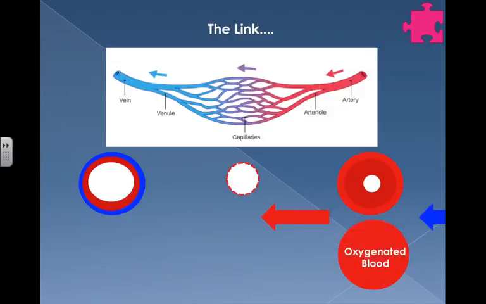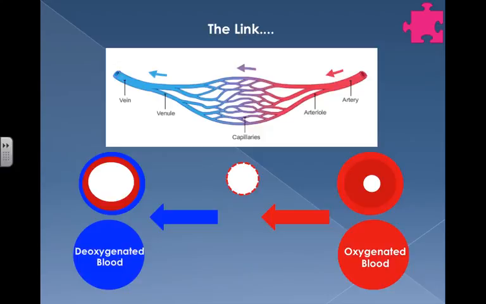So here's just how all of those things link together. Here's the diagram. Obviously the artery to the arteriole, to the capillary, to the venule, to the vein. So carrying oxygenated blood, and then obviously deoxygenated blood.